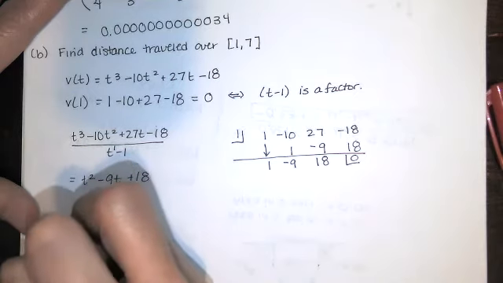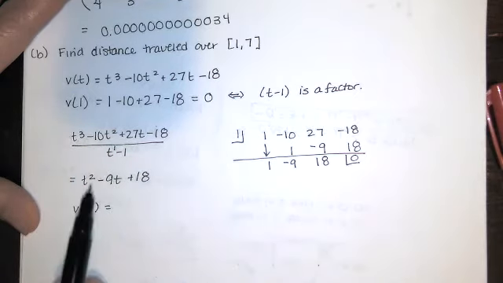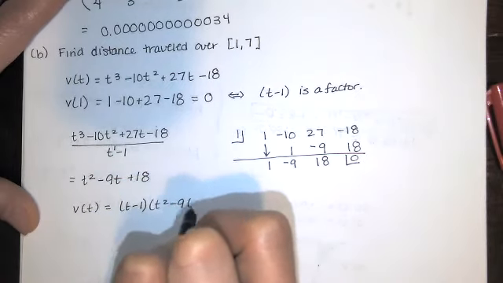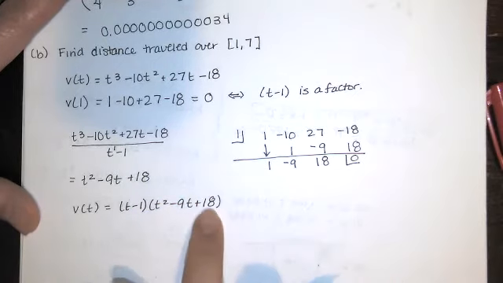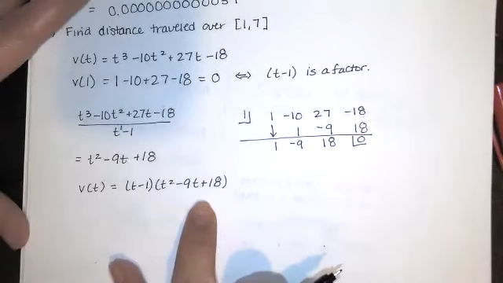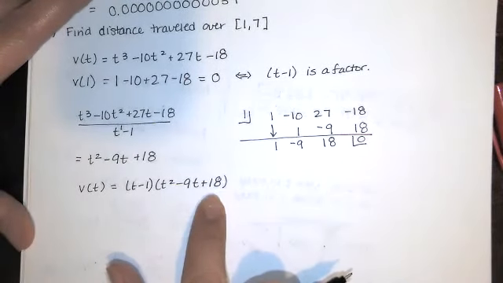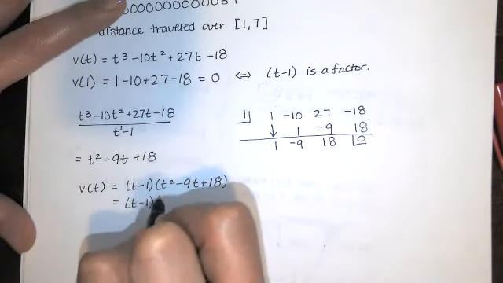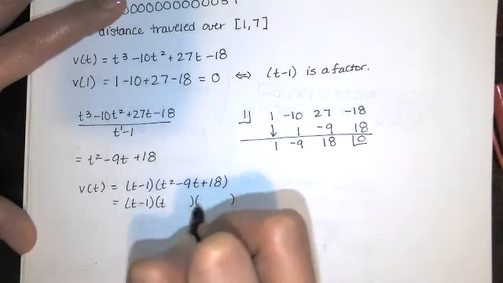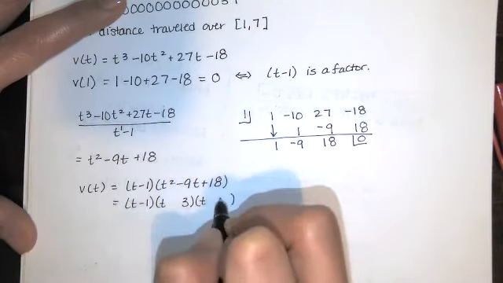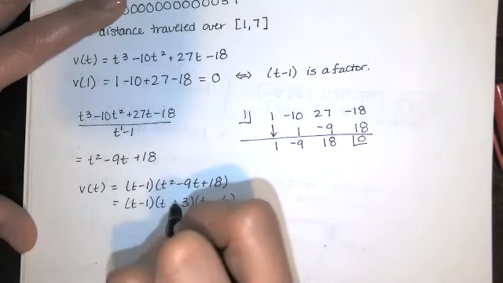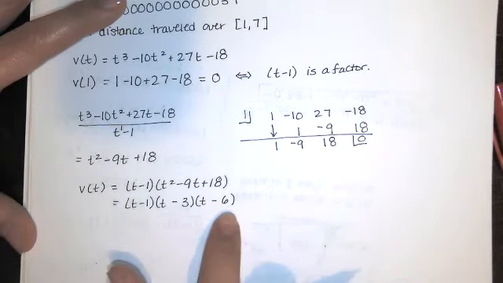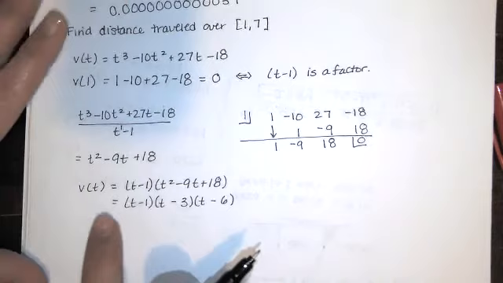Okay, so v of t is t minus 1, that was one factor, times t squared minus 9t plus 18. And then if this factors, I want to factor it. I'm looking for two numbers that multiply to give me 18 that add to 9. Can you think of any? What about 3 and 6? Will those work? Hope you said yes. If they're both negative, that'll work. -3 plus -6 is -9. -3 times -6 is 18. So this is my v of t in factored form.